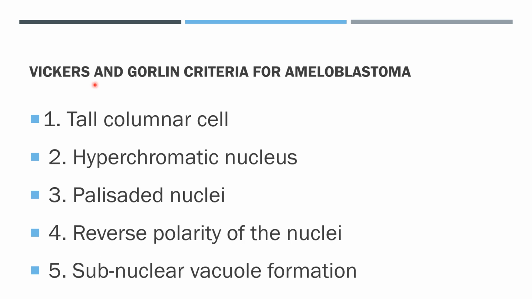We have the Vickers and Gorlin criteria for a lesion to be called ameloblastoma histologically. They should have tall columnar cells, hyperchromatic nuclei, palisaded nuclei, reversal of the polarity of the nuclei, and subnuclear vacuole formation.